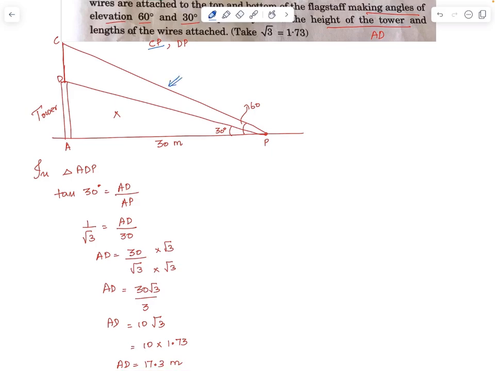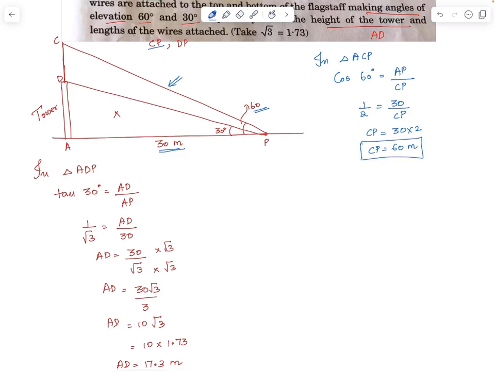For that, let us consider the triangle ACP. We know one angle and its adjacent side, and we need the hypotenuse. So we'll go in for cos ratio. Cos 60° is equal to AP upon CP. Cos 60 is 1 upon 2. AP is given as 30. CP is what we have to find out, which is 60 meters.